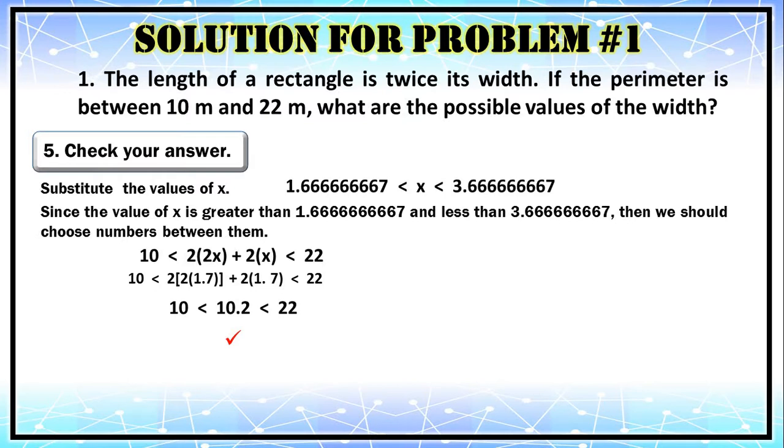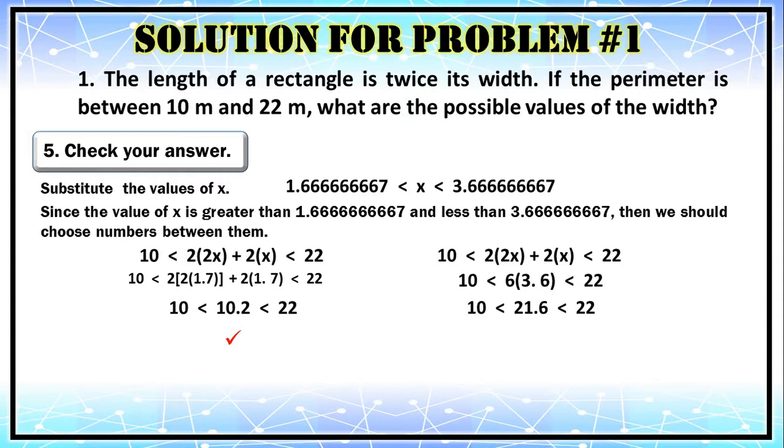So for the second number, we have our equation, and the second number is 3.6. Then we have 21.6 is greater than 10 but less than 22, and that is also correct. Therefore, our answer is correct.